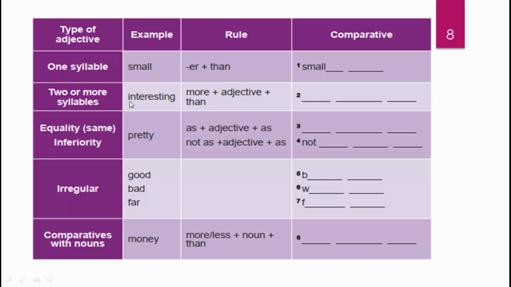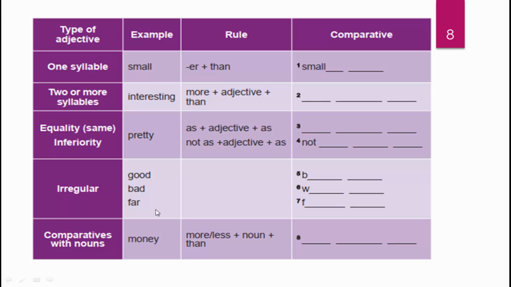So look at the rule. For 2 or more syllables, you have to add more and then the adjective and plus the word than. Complete for me what is the correct form of this word. And then equality, you have to use as adjective as, or not as adjective as. Irregular: good becomes what, bad becomes what, far becomes what.